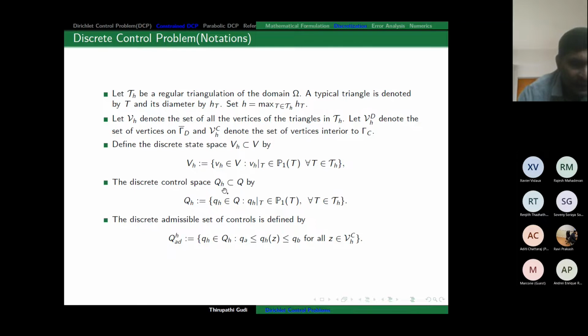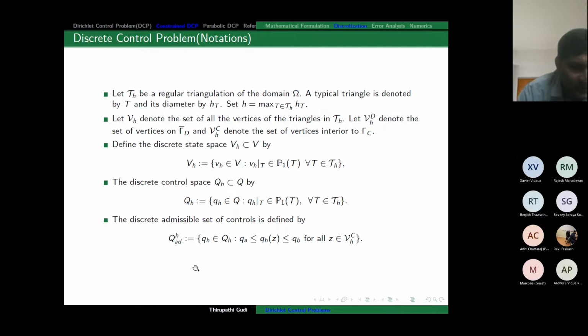And the control space, so this space we use it for the state, basically W, where U is written as W plus Q. For W we use this because it has zero boundary condition as well. And for control we use a space that is globally continuous, and it is P1, polynomial of degree at most 1 on each triangle.